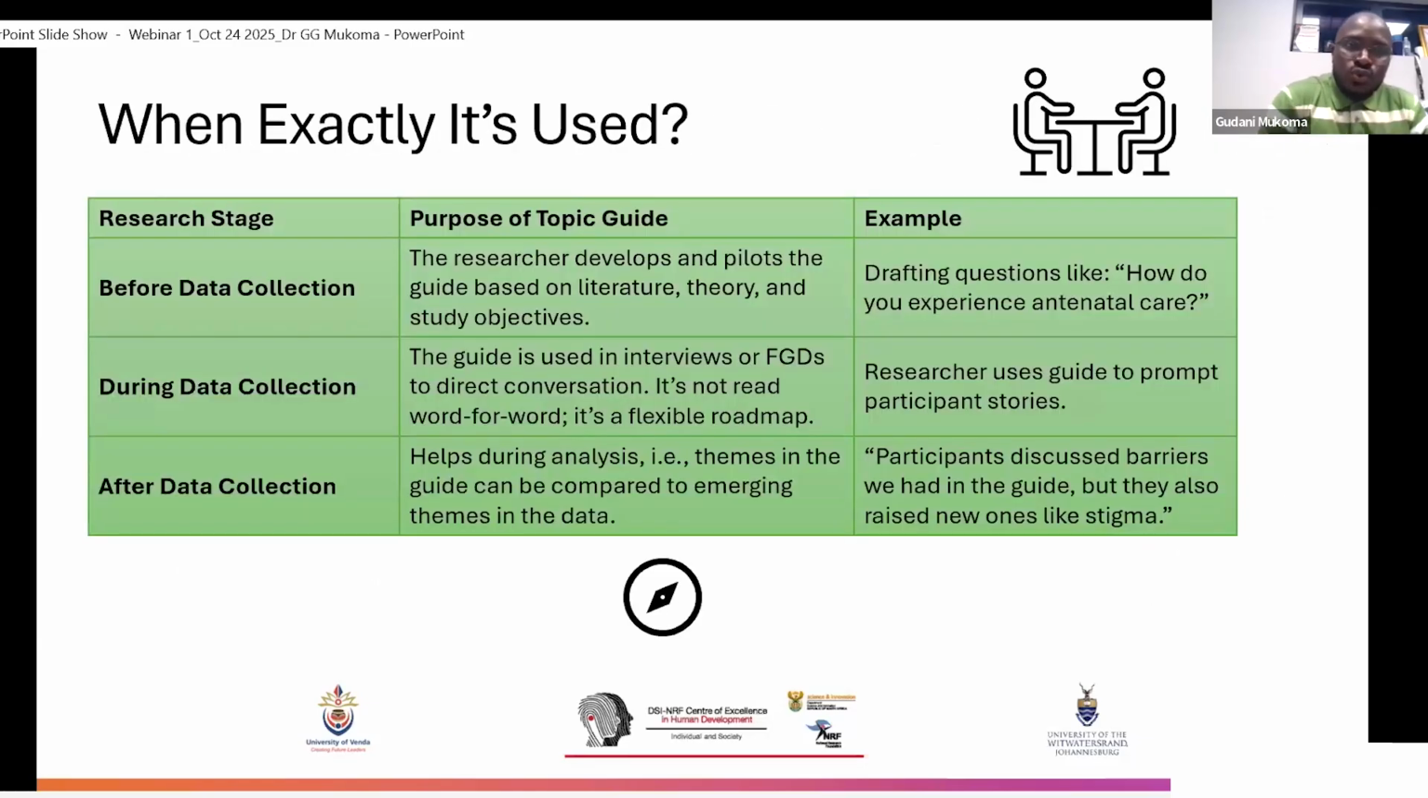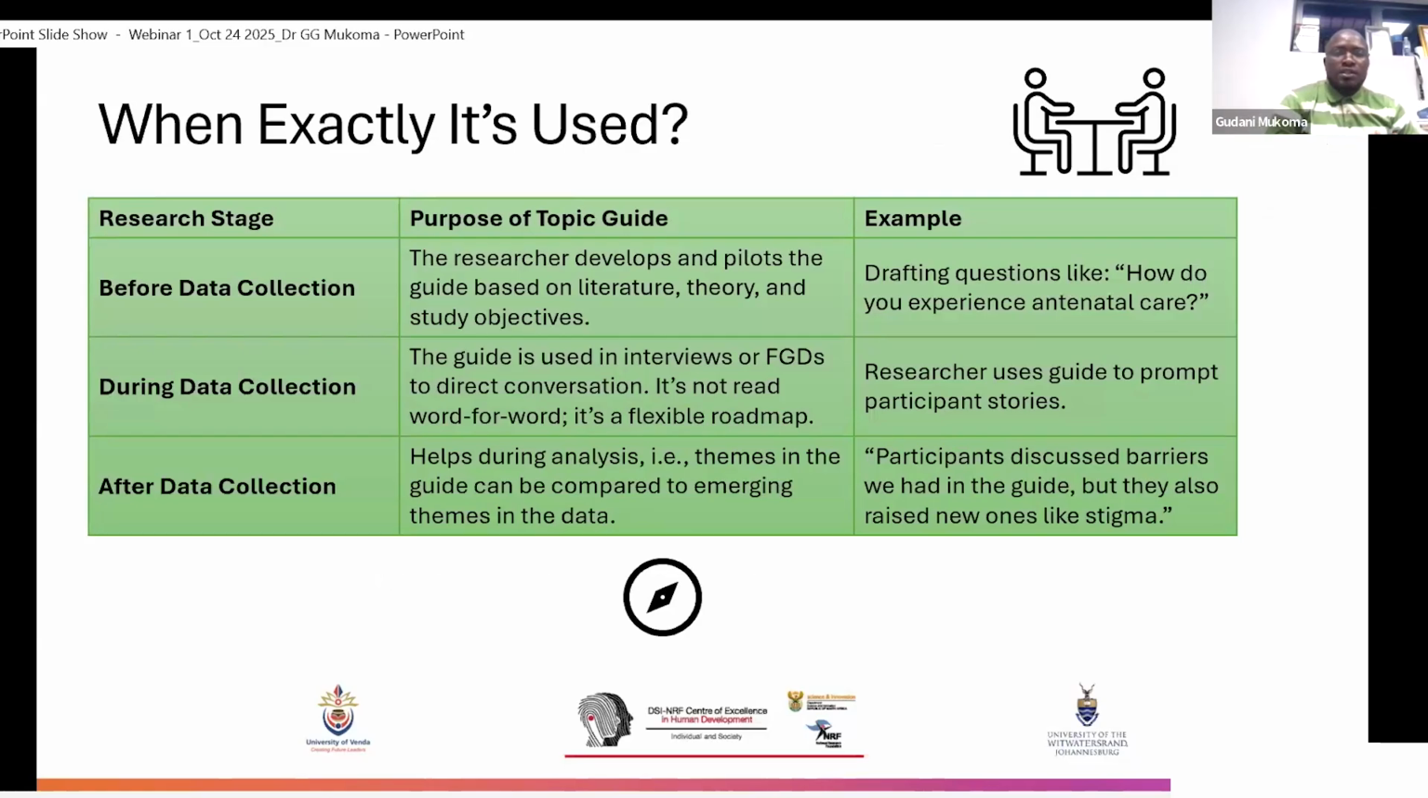So what exactly do we use this topic guide for? And it's very important that you must know that the topic guide is useful before data collection, during data collection, and after data collection. So why is it useful before, or why is it used before data collection?